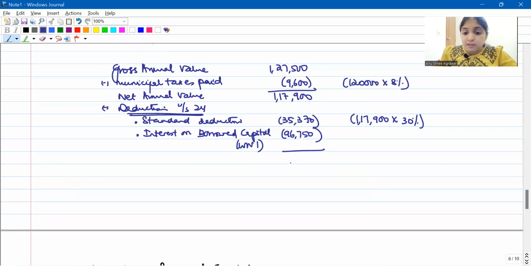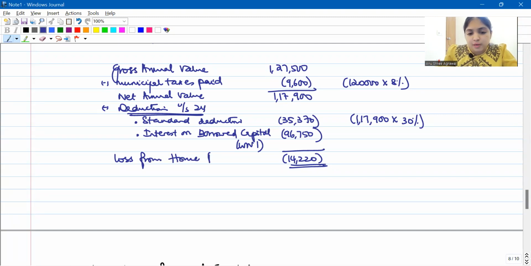This is also done. So what is the net number now? 1,17,900 minus 35,370 minus 96,750. You get a negative number, 14,220. So do not write income over here. What will you write? You write loss. Loss from house property. So our loss from house property from this unit 2, from the 75% of the property, we have a loss of 14,220.